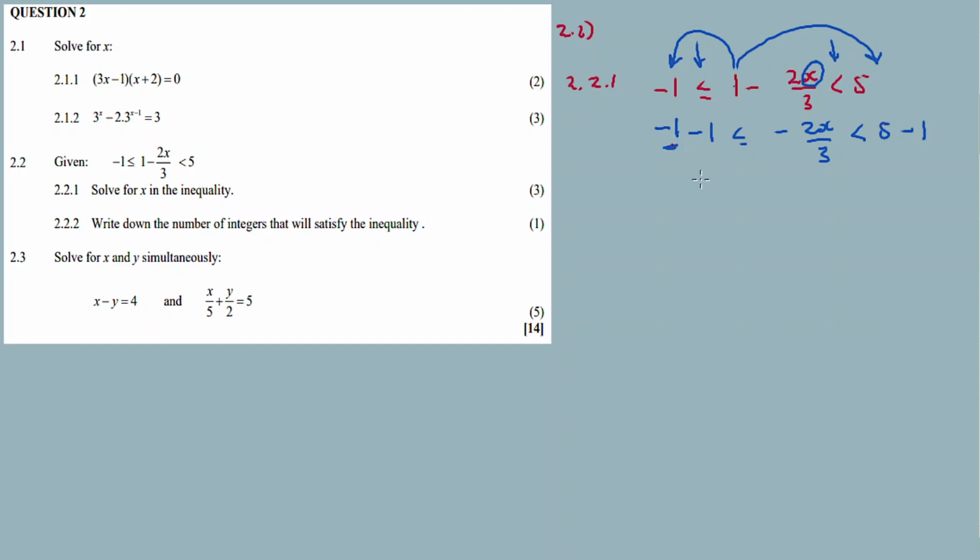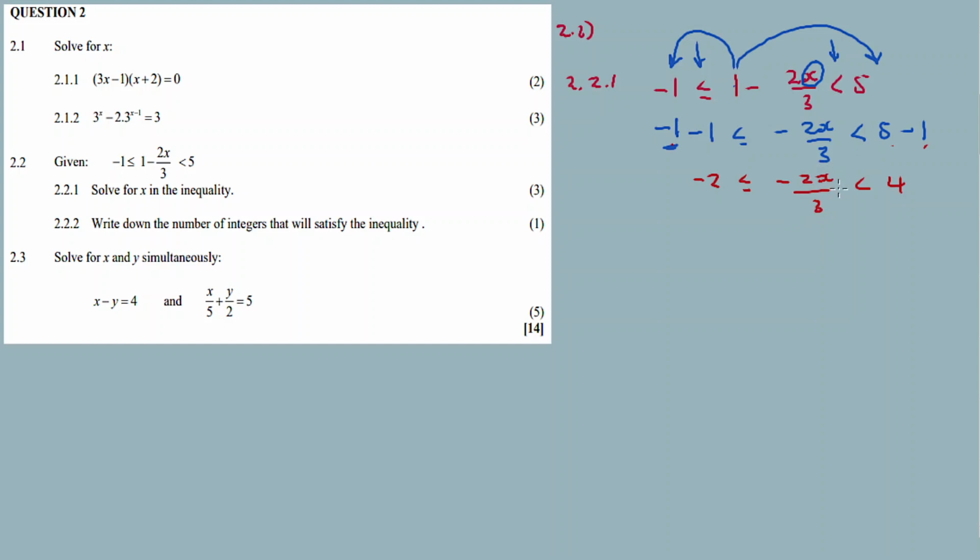Minus 1 minus 1 is negative 2, less than or equal to 2x over 3, less than 4. Then remember, we want to isolate x. We want to make x the subject.